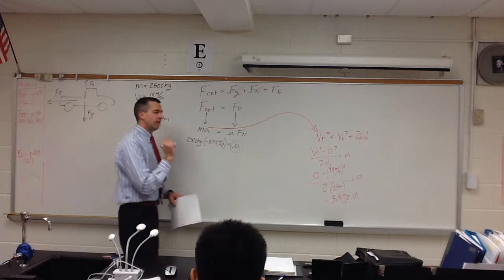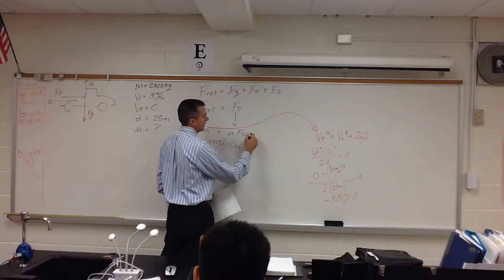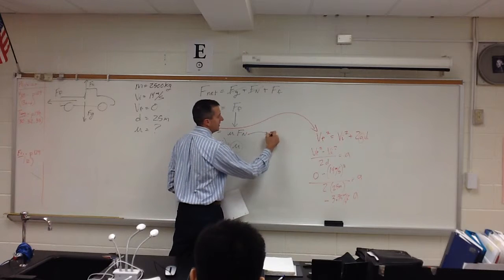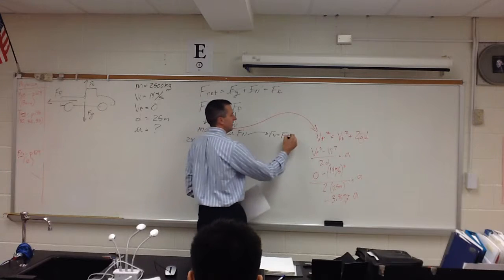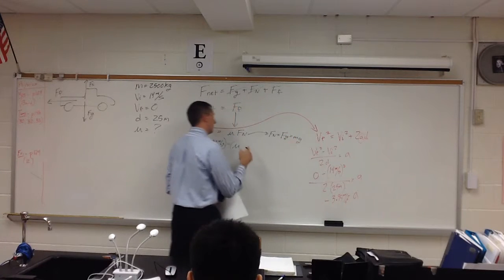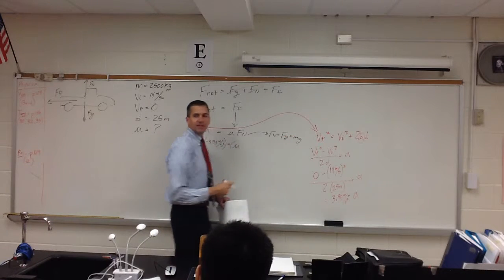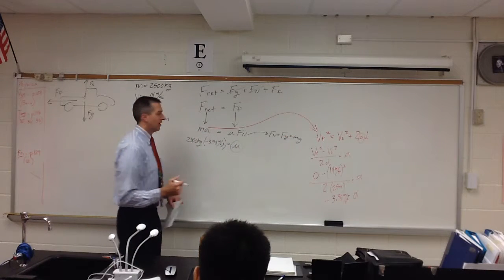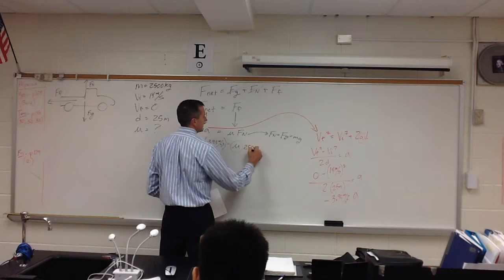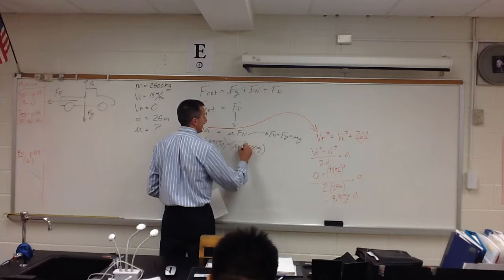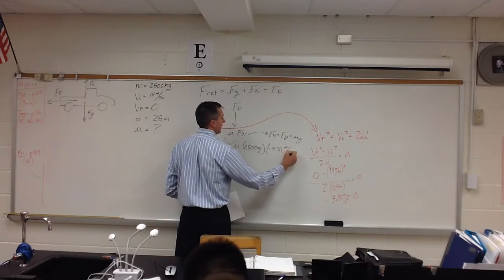And one more little tricky step here. Remember, Fn is the same as Fg, and Fg is mass times gravity. So when I plug in right here, I'm going to plug in mass times gravity. Everyone kind of with me on that little thought process? So the mass was 2,500 kilograms, and gravity is negative 9.81 meters per second squared.